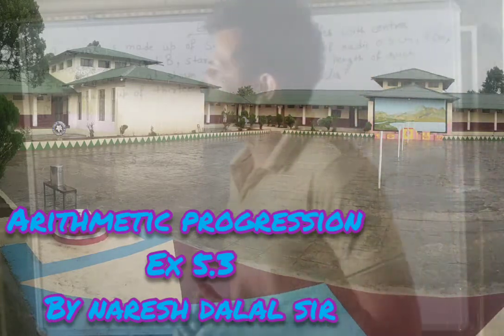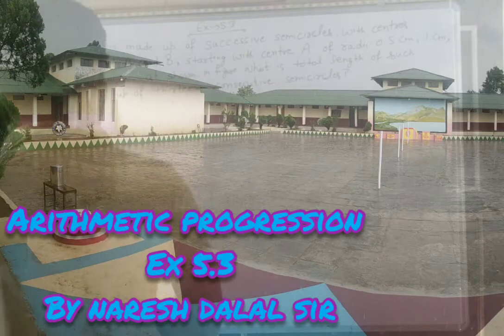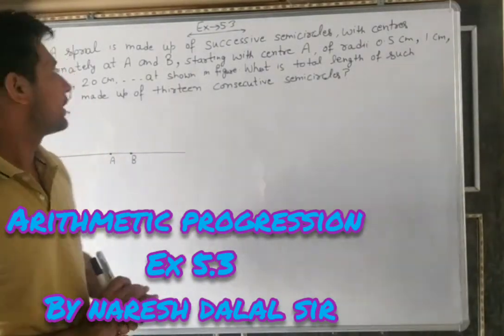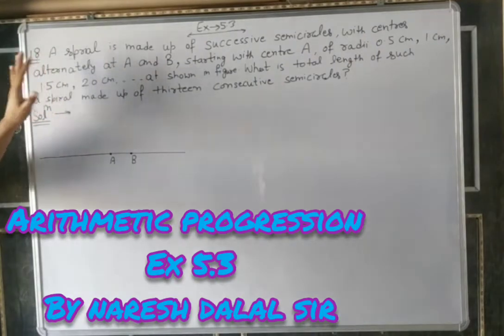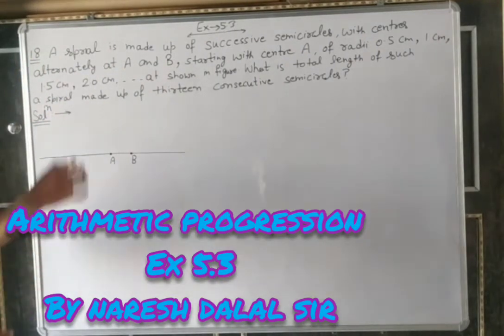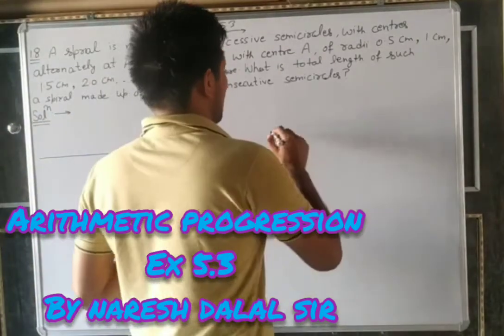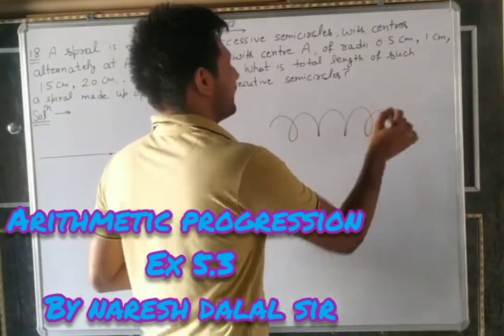So look here. Yesterday we already finished up to question number 17. Now today we start with question 18. What is given? A spiral. Does everyone know what a spiral is? It is like this one, like a spiral.